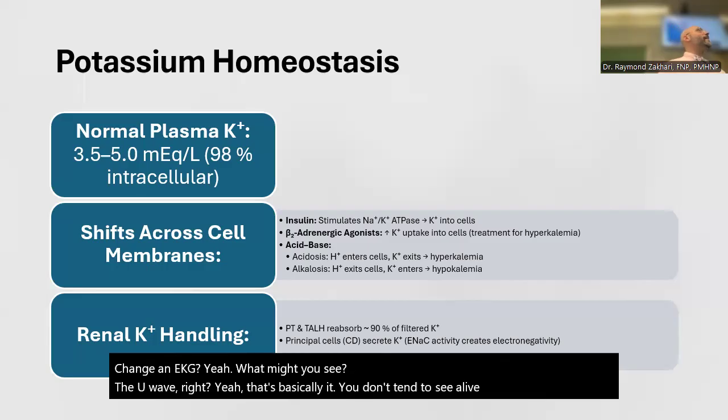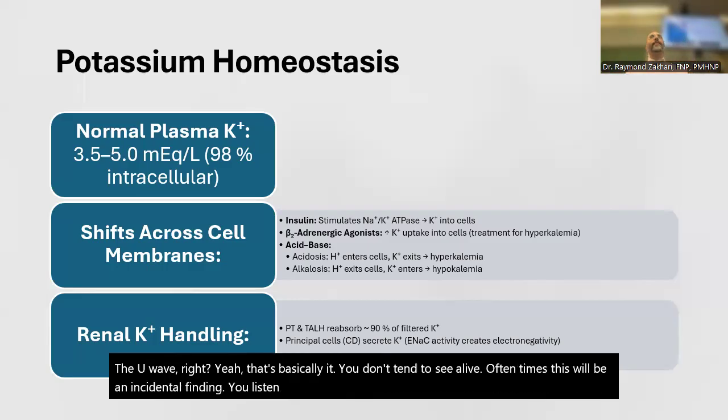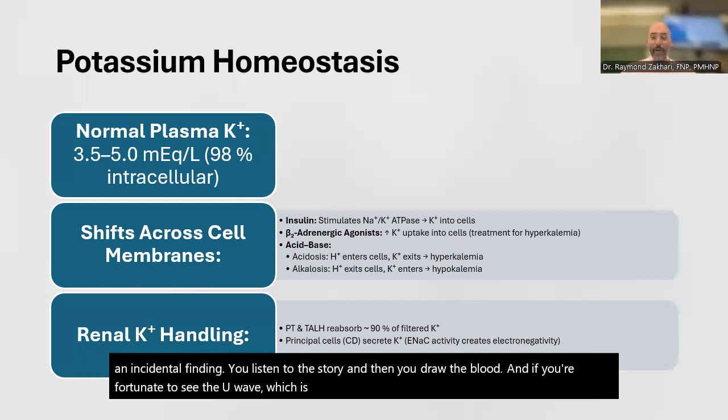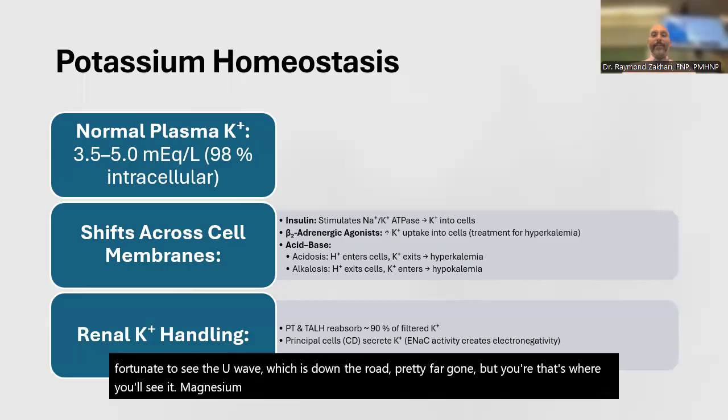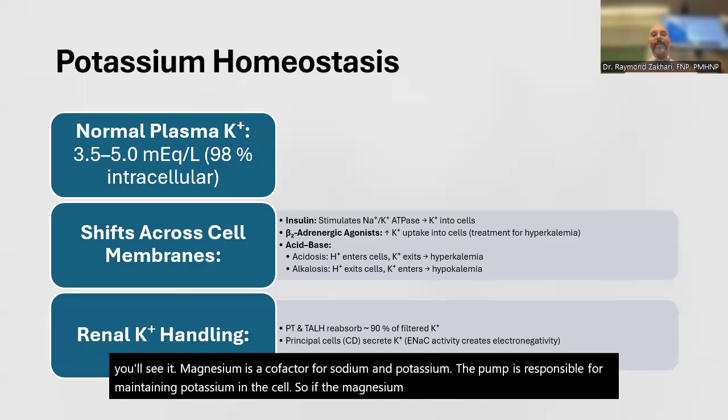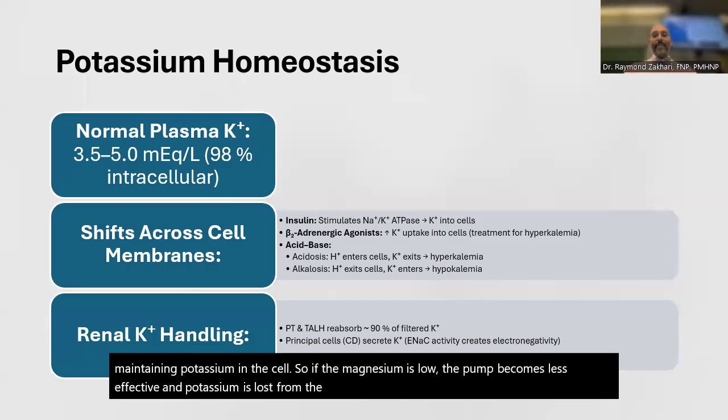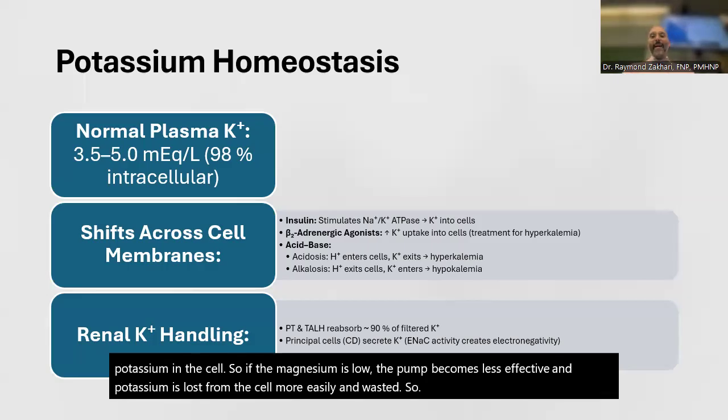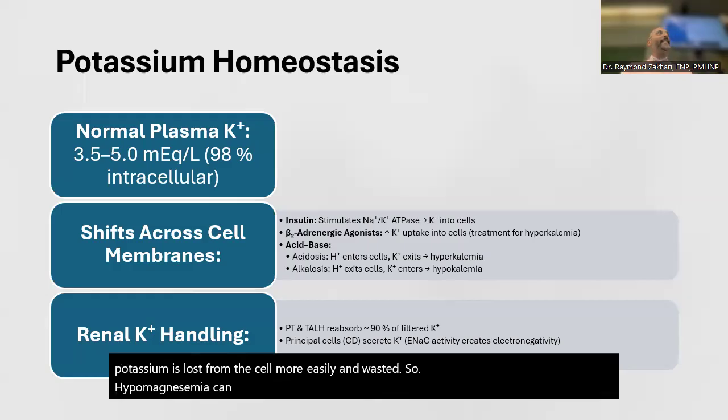Oftentimes, this will be an incidental finding. You listen to the story and then you draw the blood. And if you're fortunate to see the U wave, which is down the road, pretty far gone, that's where you'll see it. Magnesium is a cofactor for the sodium-potassium pump, which is responsible for maintaining potassium in the cell. So if the magnesium is low, the pump becomes less effective and potassium is lost from the cell more easily and wasted. So hypomagnesemia can cause renal potassium wasting.